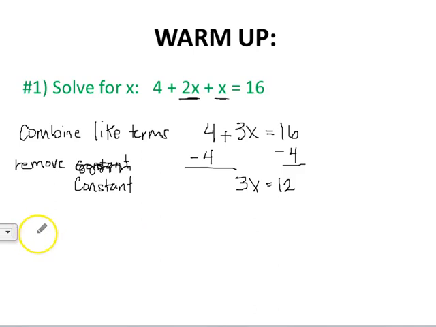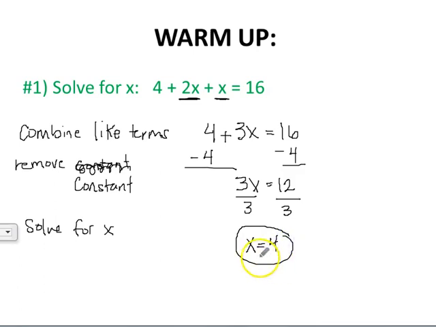And now I'm on my last step where I'm going to solve for x. x is being multiplied by 3. The opposite of multiplying is dividing. So I'm going to divide each side by 3. 12 divided by 3 is 4. So my final answer is x equals 4.